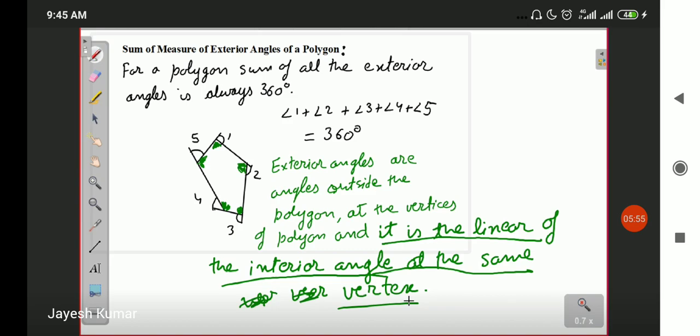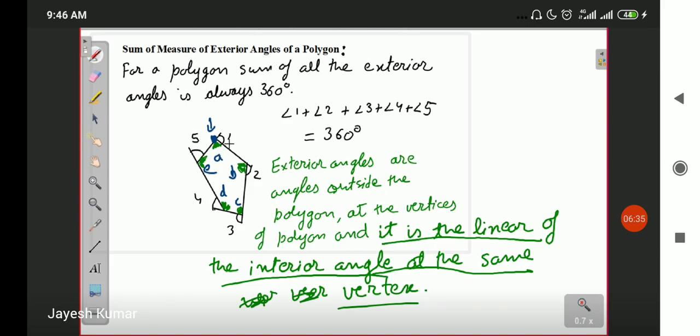There are lots of angles at a point, and if the student is unable to identify it, then it is a great problem. So what you need to do is identify. Suppose I name the interior angles A, B, C, D, E. What is happening here is that angle A and angle 1 are on the same vertex. Angle 1 is outside the polygon. Angle A is inside the polygon.